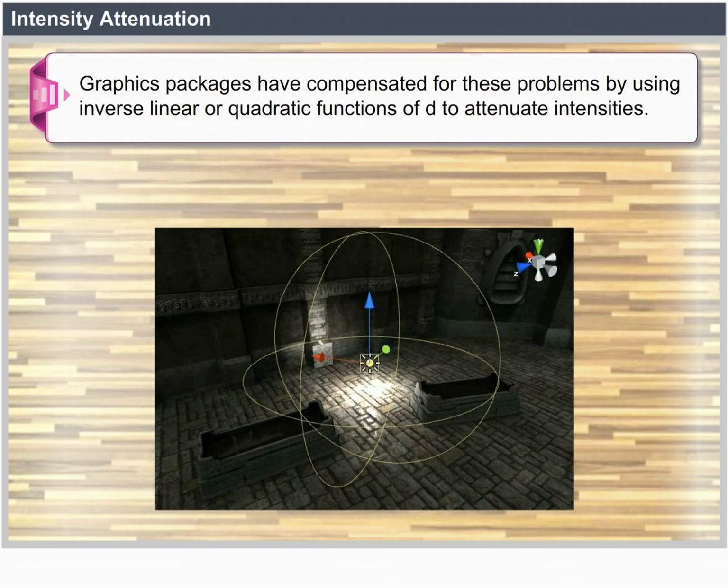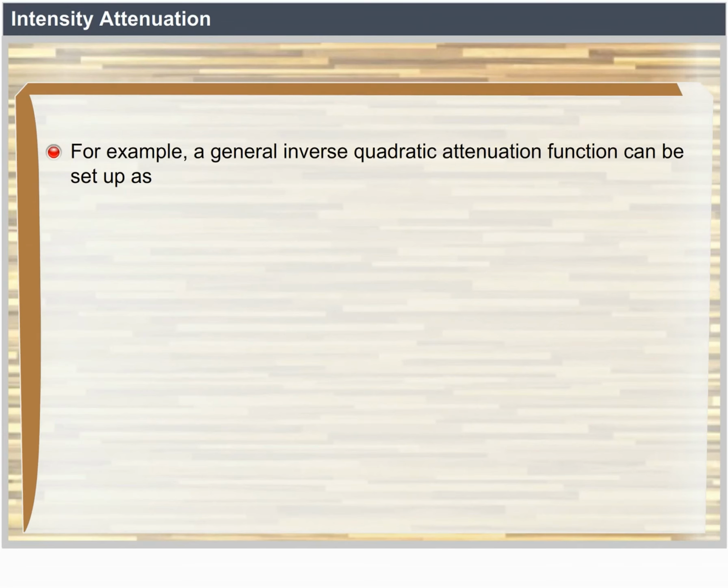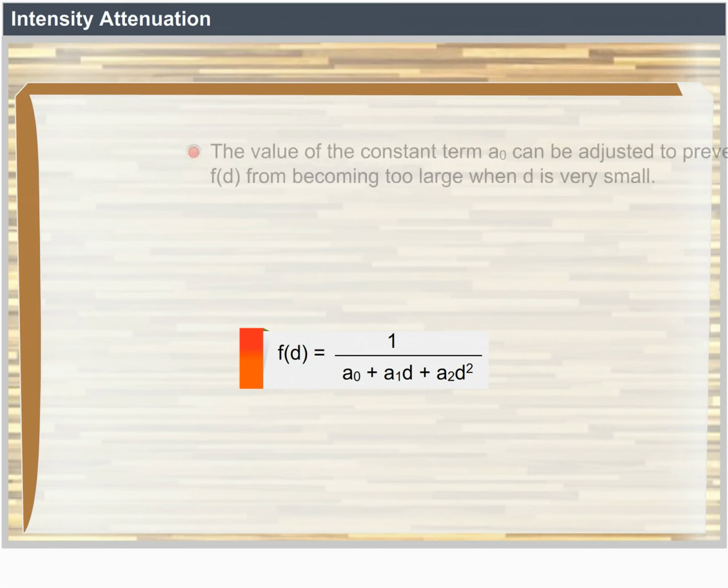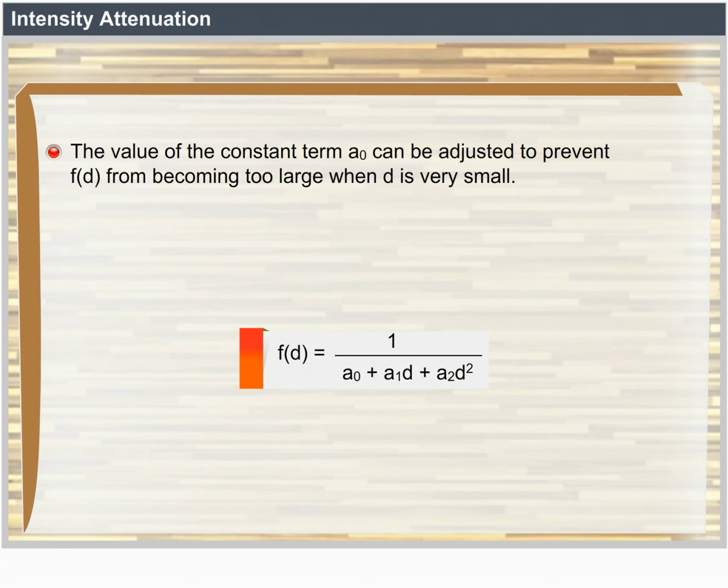Graphics packages have compensated for these problems by using inverse linear or quadratic functions of d to attenuate intensities. For example, a general inverse quadratic attenuation function can be set up as f of d equals 1 over a0 plus a1d plus a2d squared. A user can then fiddle with the coefficients a0, a1 and a2 to obtain a variety of lighting effects for a scene. The value of the constant term a0 can be adjusted to prevent function f of d from becoming too large when d is very small.